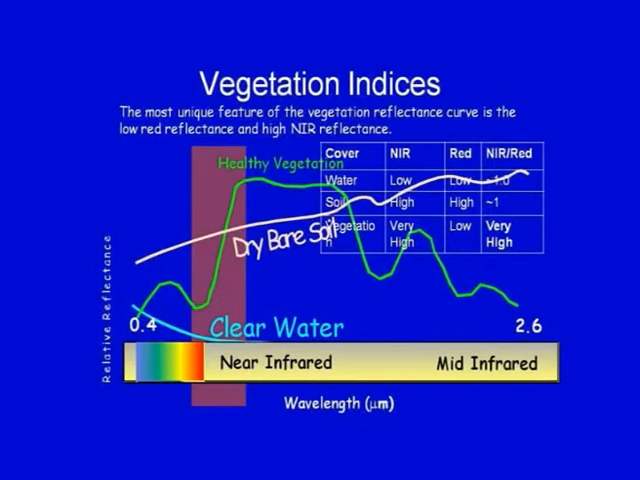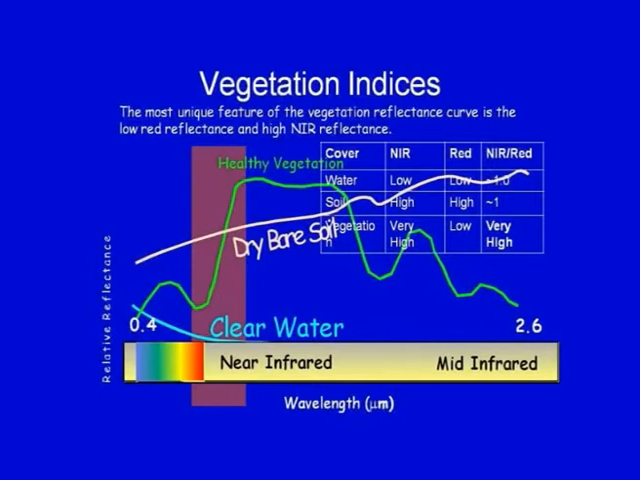and what we can see is that when we look at water in the near infrared region, it has a very low response, while in the red band again it has a low response, and thereby when we undertake the process of division, the value is close to 1. Similarly, for soil in the near infrared region, the reflectance is high, while in the red region also the reflectance is high. Again, when we take the division of these two bands, the value is close to 1.